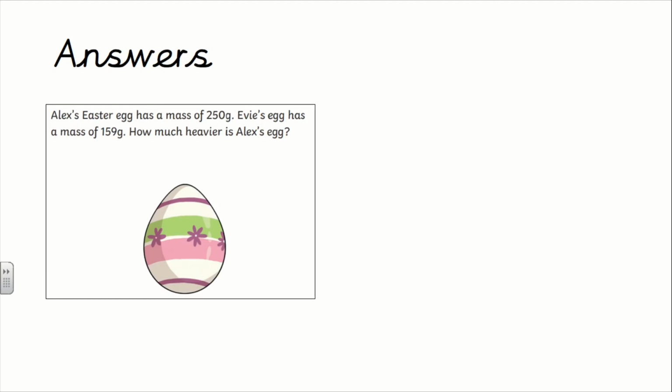So our next one then, Alex's Easter egg has a mass of 250, Evie's egg has a mass of 159. How much heavier is Alex's egg? So I'm going to do it in my column subtraction. So 250 take away 159.